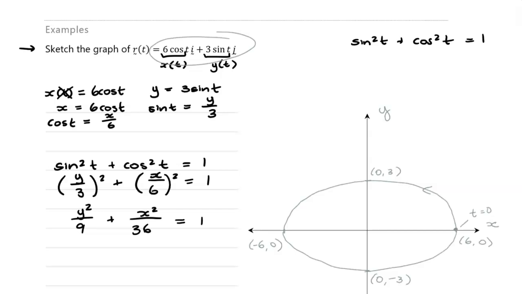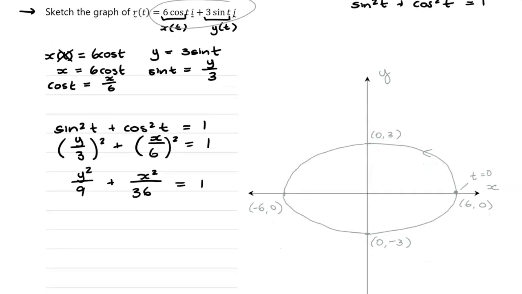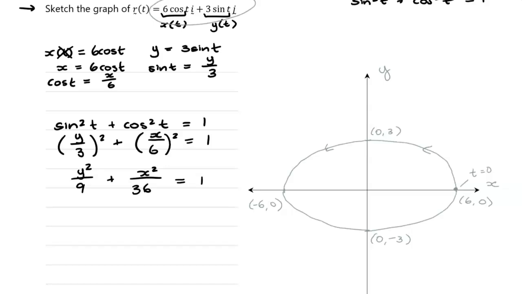You could check, you could substitute in another point, perhaps pi over 2 for t, and then pi, and 3 pi over 2. But you'll notice that you get a lovely continuous traveling in this direction. I've probably drawn too many arrows, but I made it abundantly clear which direction we're going in.